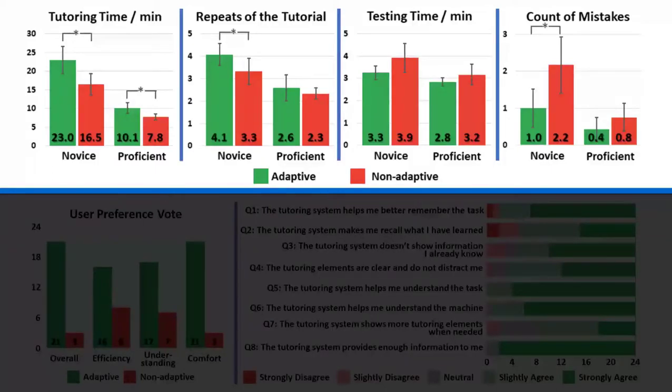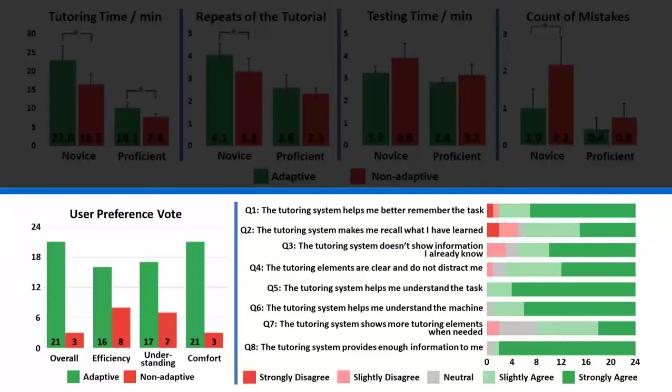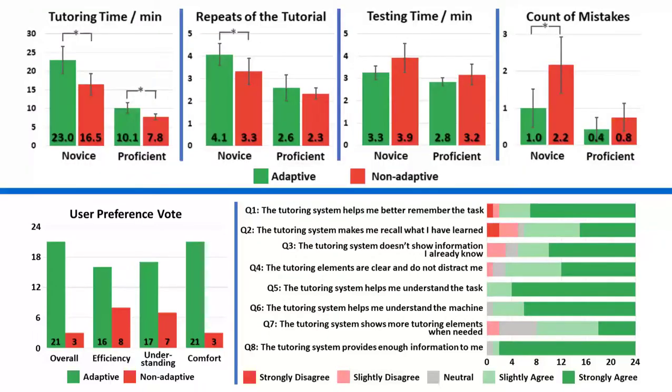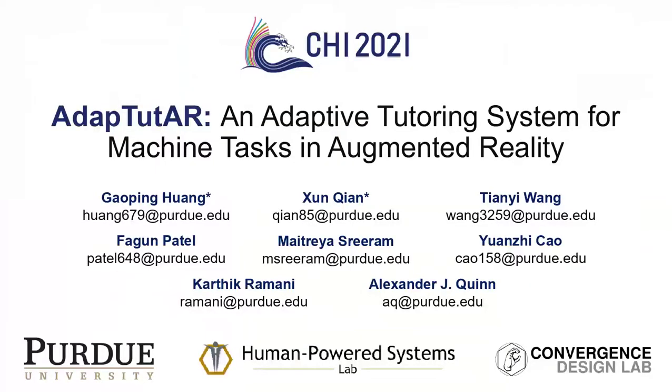The results show the adaptive tutorial leads to a better learning outcome. Meanwhile, the preference vote also shows that AdapTutAR is more welcome due to the adaptive and personalized learning experience. Please refer to our paper for more details. We propose AdapTutAR, an AR adaptive tutorial system for machine tasks.